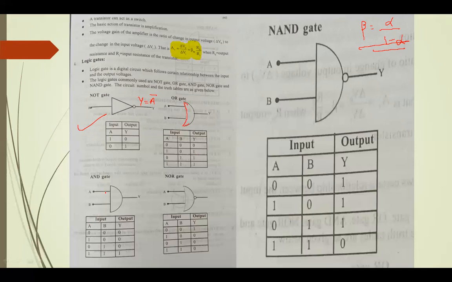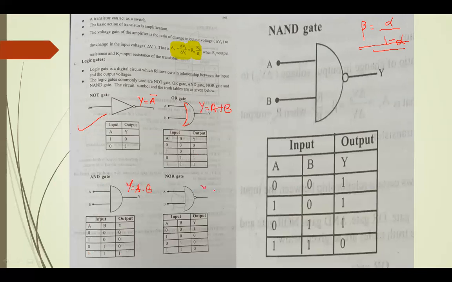AND gate. So this is the circuit symbol. Here in the OR gate, see, y is equal to a plus b. Here, y is equal to a into b. Okay, so here, if both are high, then the output will be high. Remaining it is 0.